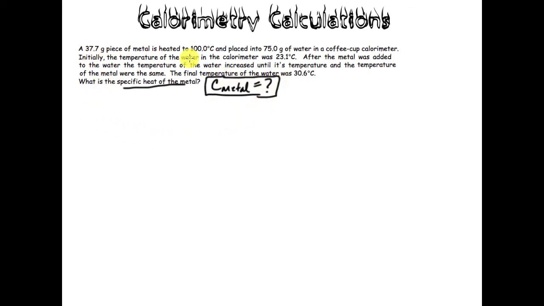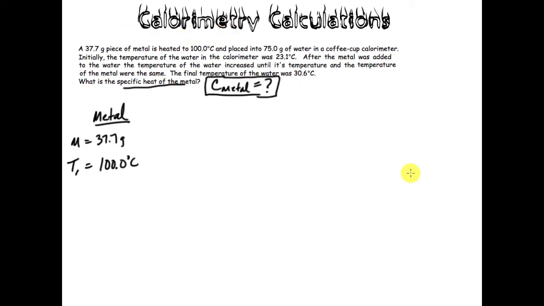All right, so now I'm going to read and pull out the information that's important. I have a piece of metal, and I have a mass, so I'm going to list my information pertaining to the metal over here. I have a mass of the metal, which is equal to 37.7 grams, and it's heated to a temperature of 100 Celsius. That's actually the initial temperature, so we're going to get it up to 100 degrees, because we haven't done the calorimetry yet.